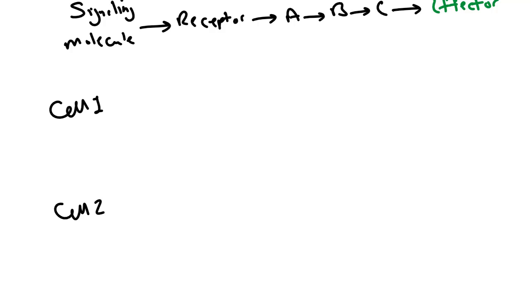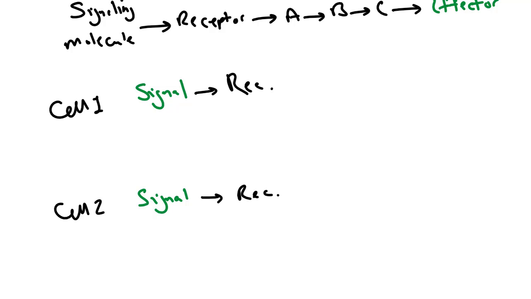So here's my signaling molecule, and we'll just write signal or stimulus. Same signal. And you have the receptor. That is the same. Being activated, we'll just put REC for both, for receptor. And then you have the steps in between that are the same between them. But the two start to diverge at this point.